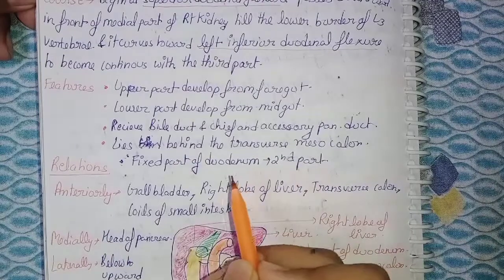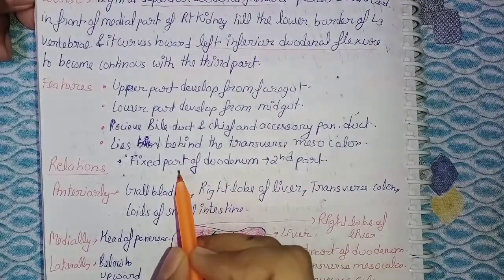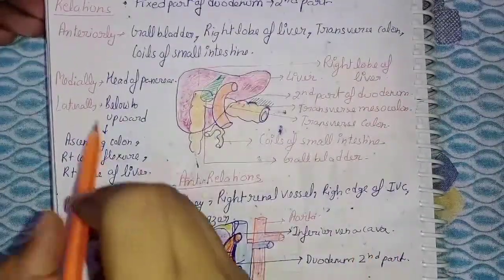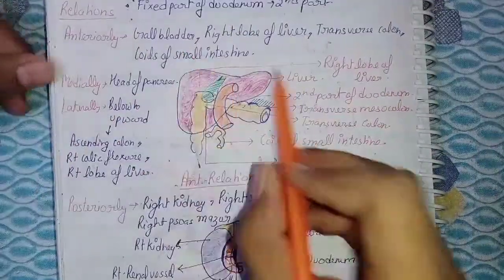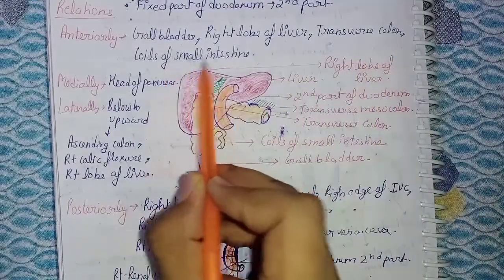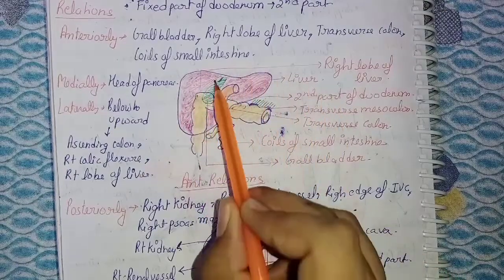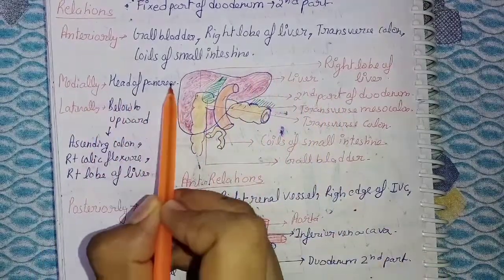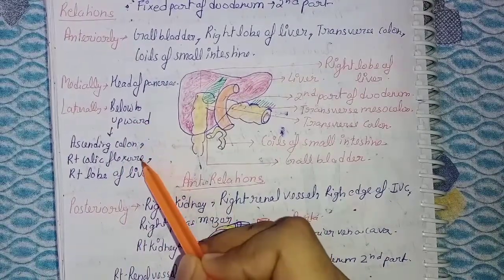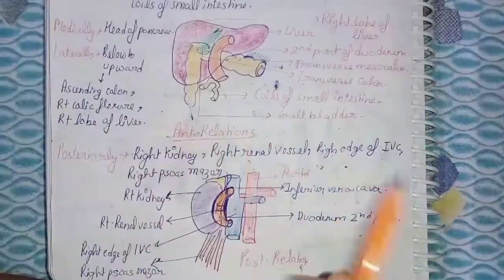As we know, the first part is the freely movable part and the second part is the fixed part of the duodenum. Its relations: anteriorly it is the gallbladder, right lobe of liver, transverse colon, and coils of small intestine. You can see the anterior relations in the figure. Medially, head of pancreas; laterally, below to downward, ascending colon, right colic flexure, and right lobe of liver. These are all anterior relations.